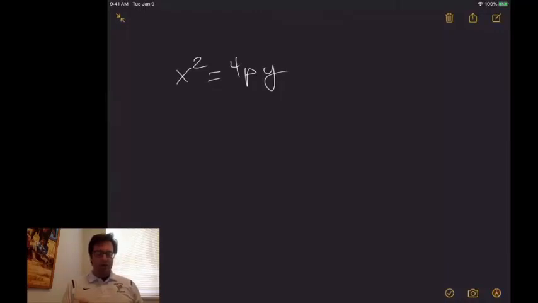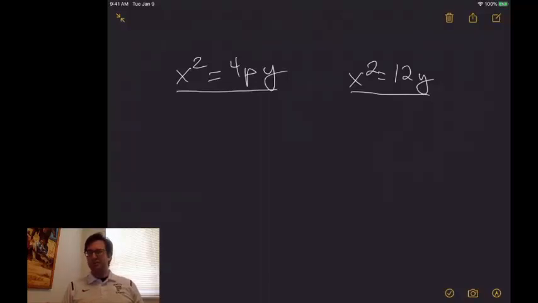Now, if I have a parabola with this equation, x squared equals, say, 12y, I want to know where its focus and directrix are. So the way I'm going to do that is, if I look at both the formula here, x squared equals 4py, and then the equation that I have, they both have an x squared, they both have a y. The difference is one has 4p and one has 12.